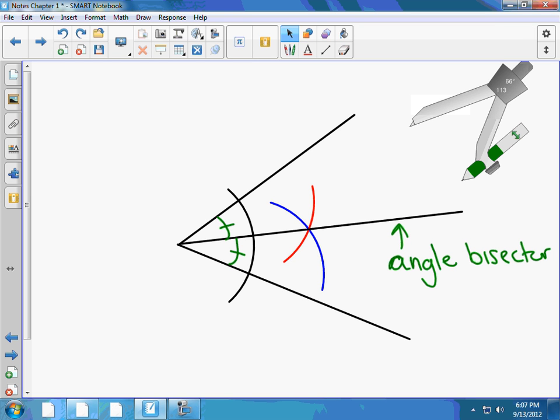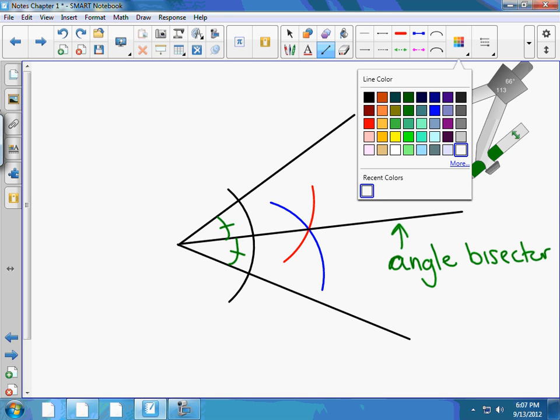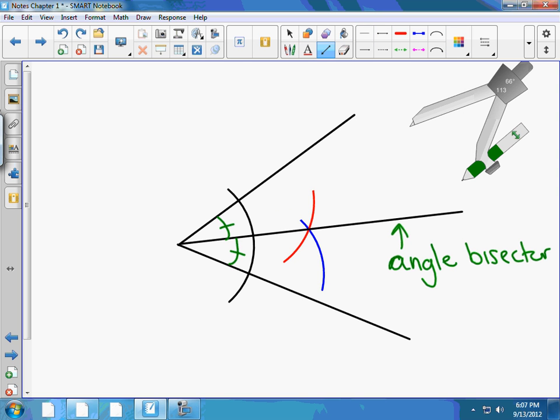Don't forget, you do want to clean up your drawings and make them nice and neat, but you don't want to completely get rid of all the markings.